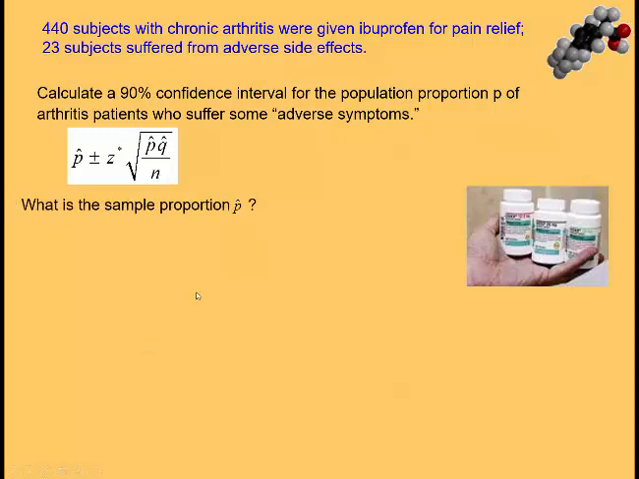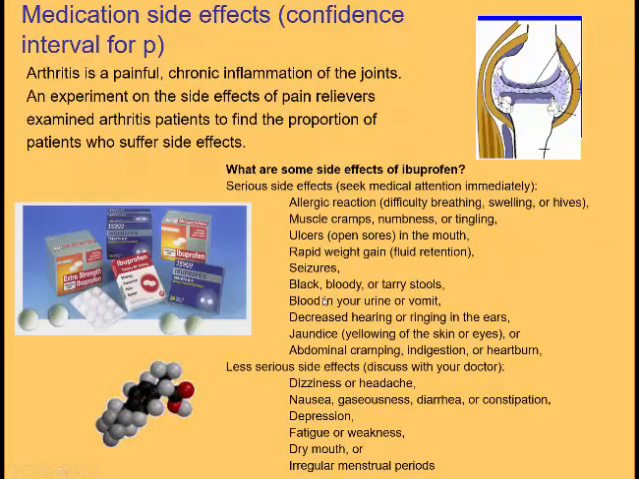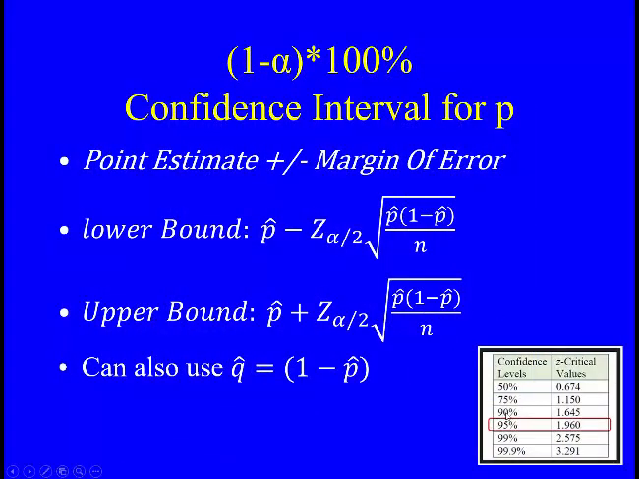All right, so first off, what is the sample proportion here? Well, we can just see that this p hat is the 23 people who suffered side effects divided by the 440 who took the ibuprofen total, and it turns out that roughly 0.052 here is the proportion, or roughly 5.2%. Okay, that's not too bad, I guess. So for the 90% confidence level, the critical value is 1.645. Let me go back and show you where that comes from. I want a 90% confidence interval. That's 1.645 right there.